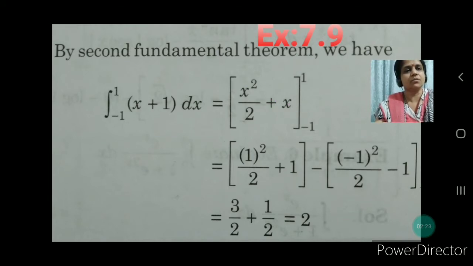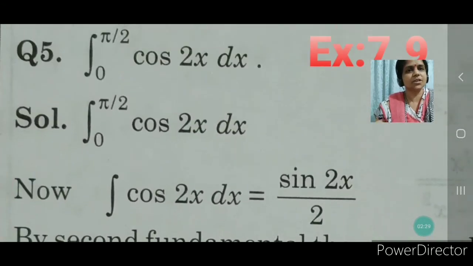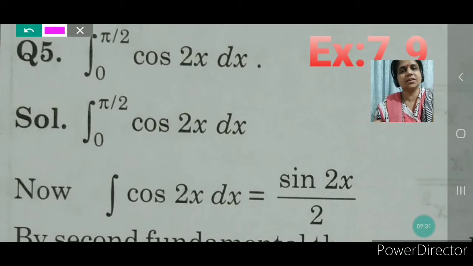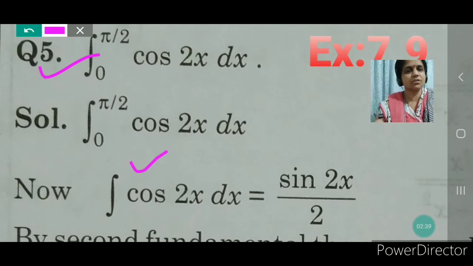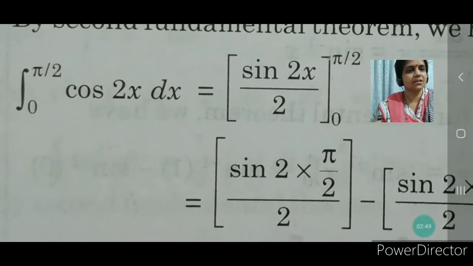Now let's move to the next question. I am taking question number 5. It is the integral from 0 to pi by 2 of cos 2x dx. First, the integral of cos 2x dx is sin 2x by 2. Now we have to write the limits. By the second fundamental theorem we have sin 2x by 2 with limits 0 to pi by 2. So first write pi by 2 in place of x.